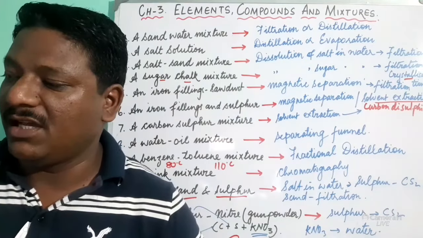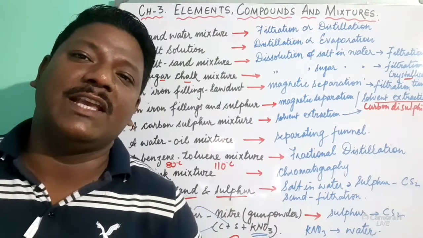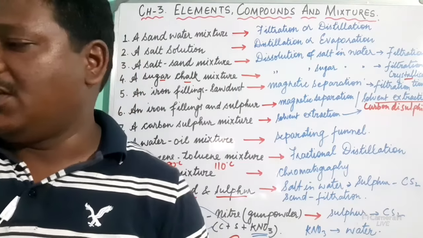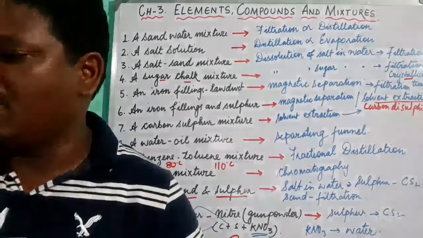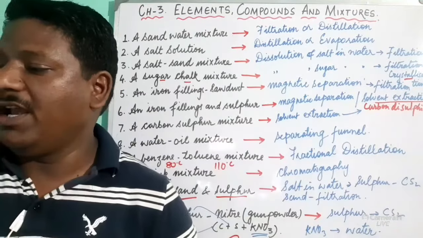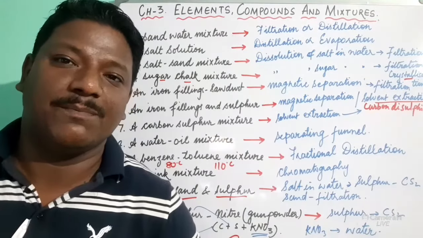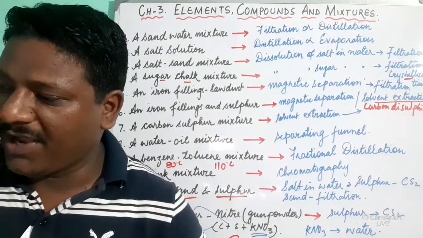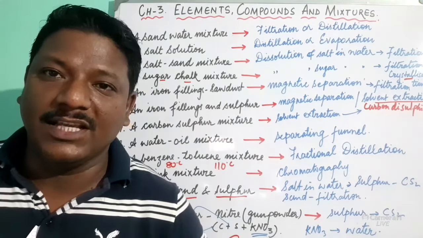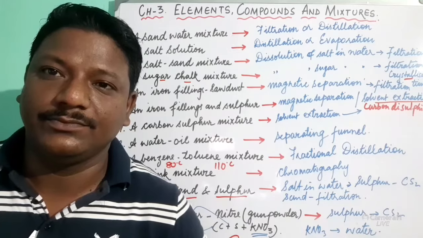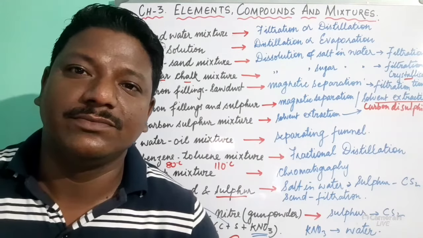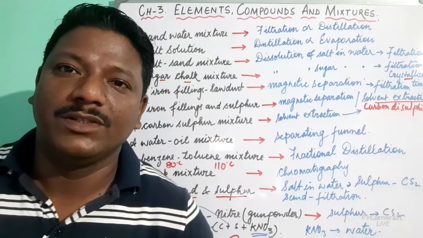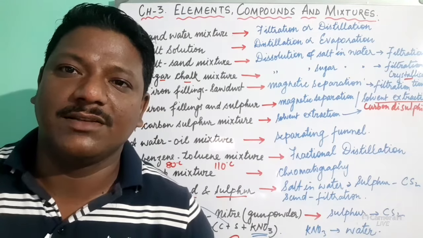And water and oil. Water and oil are immiscible liquids, so these are not a homogeneous mixture. Oil and water is a heterogeneous mixture. Alright. So that was question number 5. Question number 6. Okay. Check out question number 6.